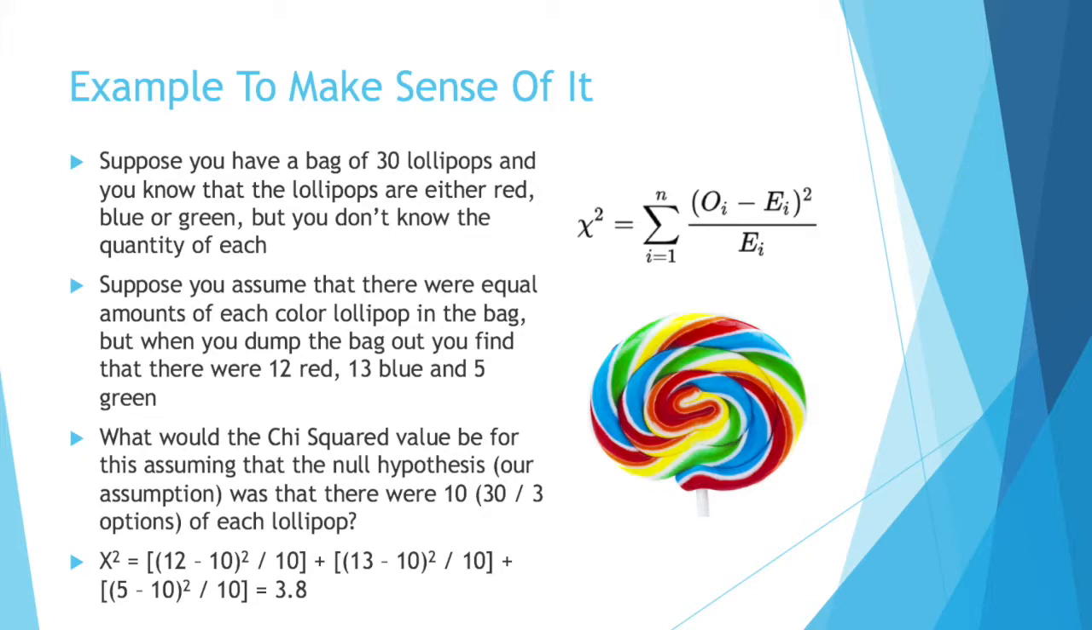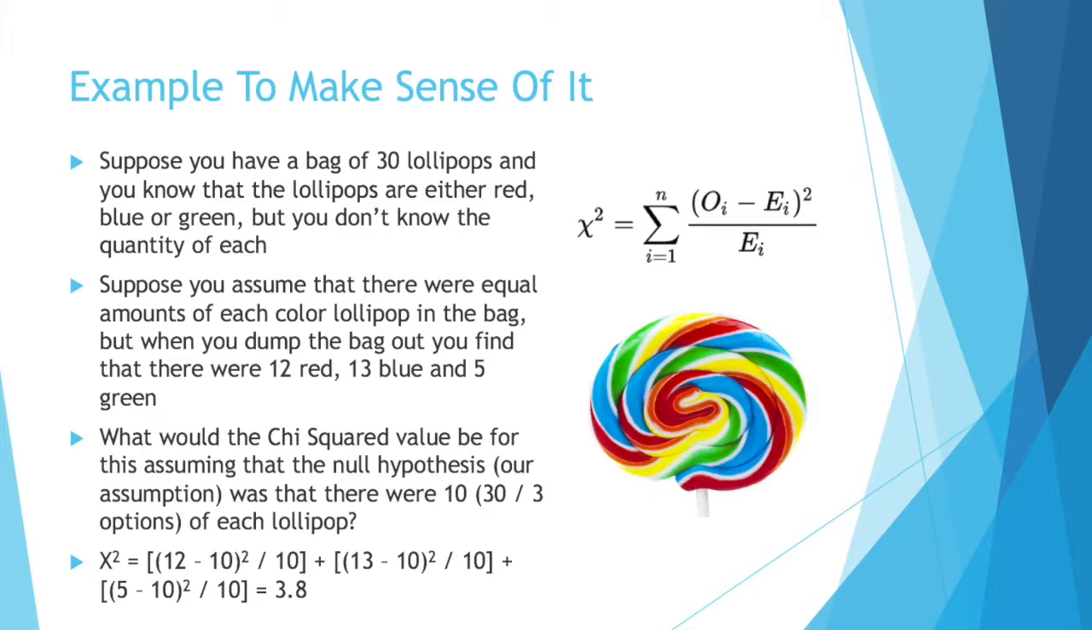But you find that when you dump the bag out, you have 12 red, 13 blue, and 5 green. So how does this compare to your expectations of 10 each? So what would the chi-squared value be for this? Assuming that the null hypothesis, our assumption, our expectation, was that there were 10 each. 30 total, 3 options for each.